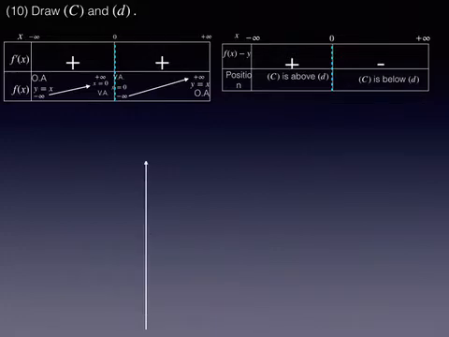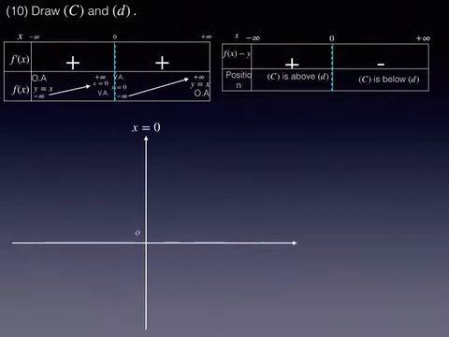So first we need to draw the y-axis, x equals 0, and the x-axis, y equals 0. And also we need to plot the two intersection points between the curve C and the x-axis. So the 2 points are minus 1, 0 and 0, 1. So the curve C should pass through these 2 points, the intersection points between curve C and the x-axis.